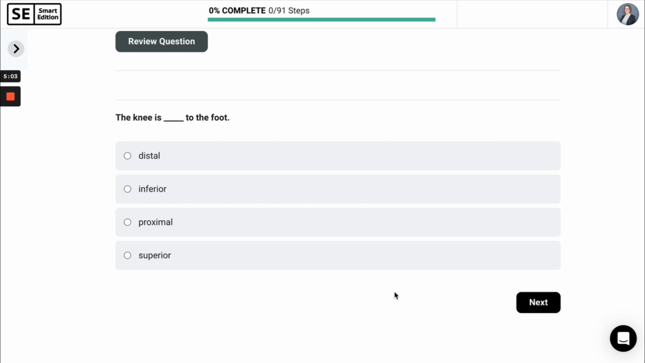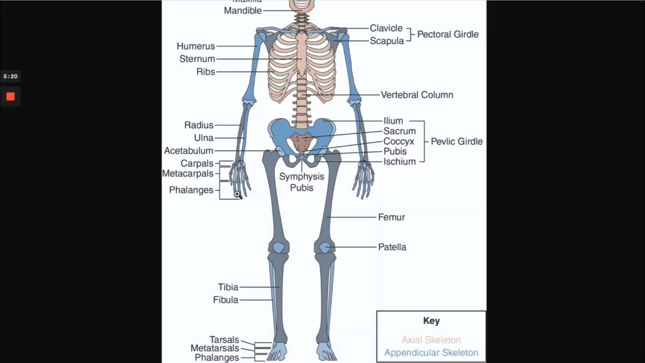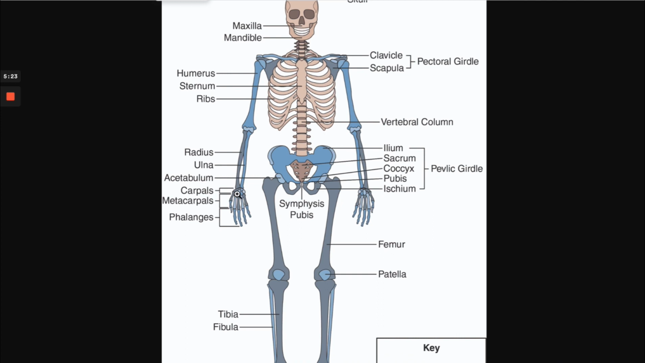The knee is blank to the foot. Is it distal, inferior, proximal, or superior? The correct answer is proximal. I'm going to show you a graphic of a skeleton. So here's our skeleton. When we discuss directional terms referring to the body, it's always talking about the body being in anatomical position, regardless of how the body is actually positioned if you were looking at a person.